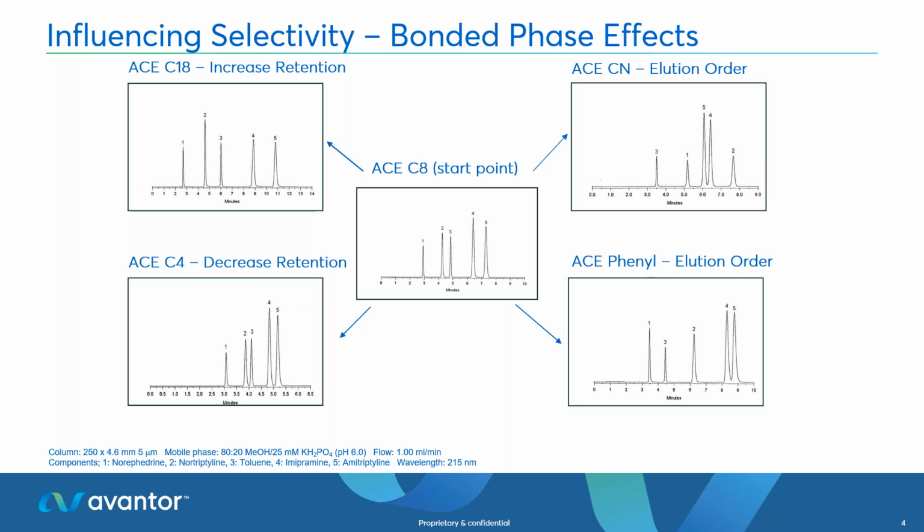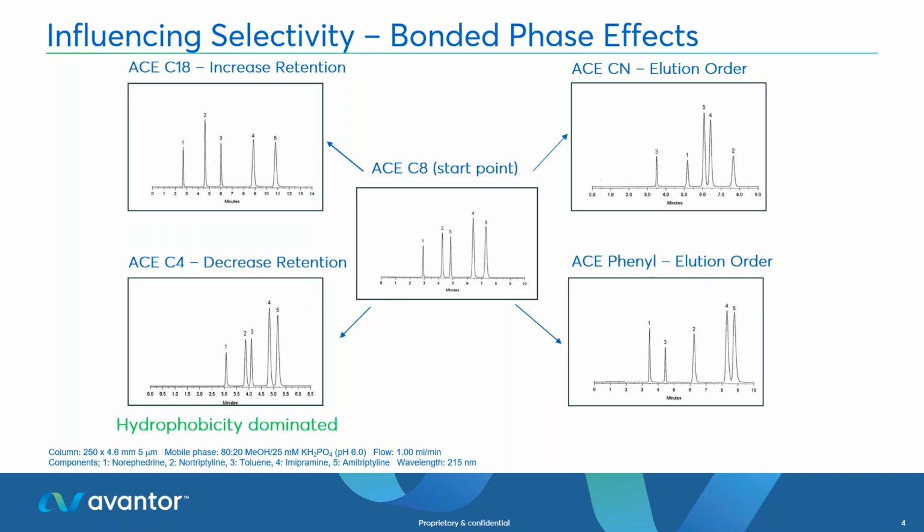For example, something like a cyano phase or a phenyl phase. Now you've got 3-1-5-4-2 or 1-3-2-4-5. So the elution orders are significantly different from our starting point. So when you're considering which columns to have in your method development kit, do think about different mechanisms of interaction, different types of stationary phase, because they're going to give you a wider selectivity space to be exploring.